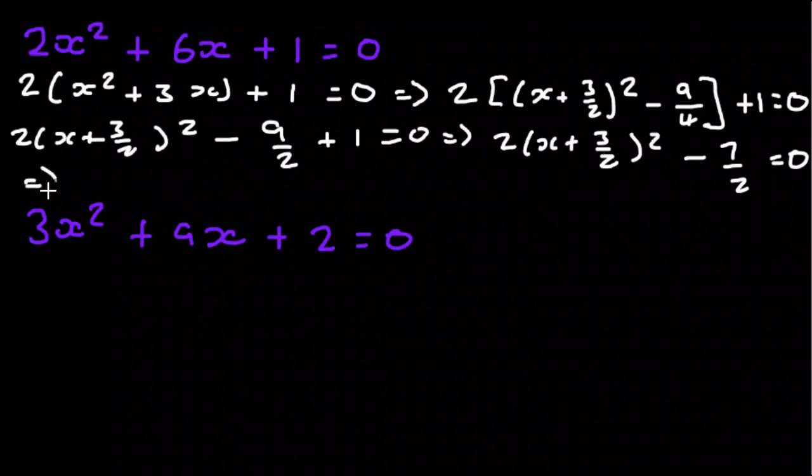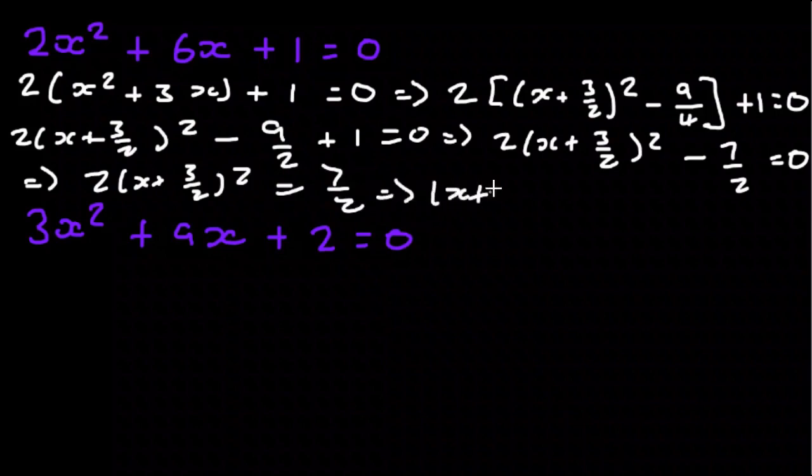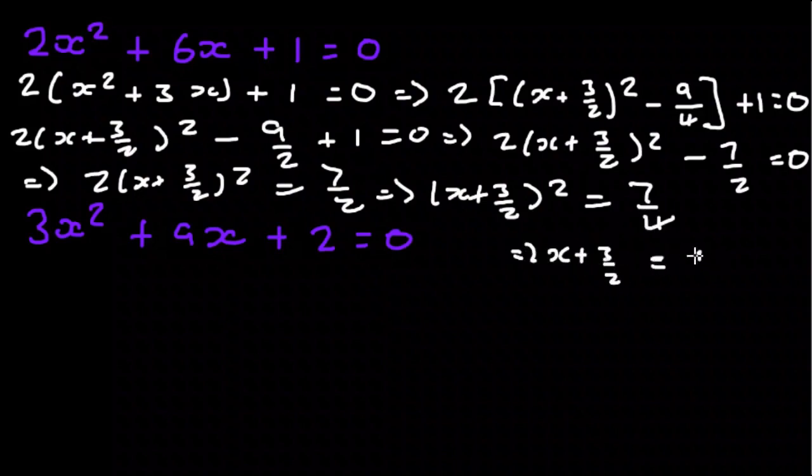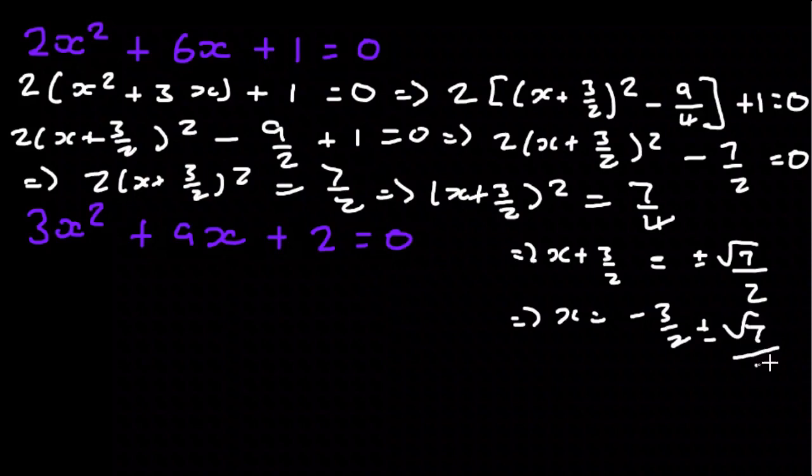That implies that 2(x plus 3 over 2) squared is equal to 7 over 2. Implies (x plus 3 over 2) squared is equal to 7 over 4, which gives us that x plus 3 over 2 is equal to plus or minus the square root of 7 over 2. Okay, and then subtracting this implies that x is equal to minus 3 over 2 plus or minus the square root of 7 over 2.